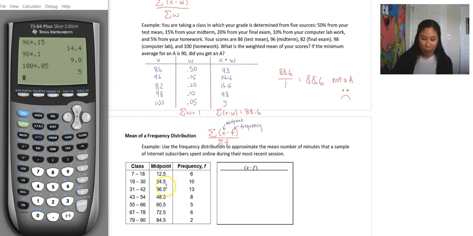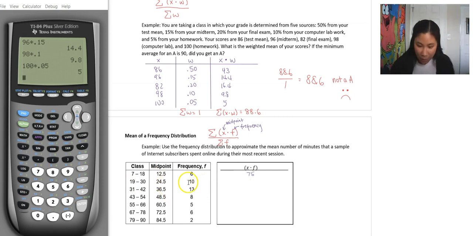In this problem, I've already given you the midpoints, but in case you needed a refresher, a midpoint is when you take the first and second numbers of your class limits, add them together, and divide by 2. That's how you get your midpoints. So we're basically going to do the same thing that we did last time. We're going to find our x times f, so multiply your midpoint with your frequency, and then we'll get all those numbers there. So 12.5 times 6 would give me 75.